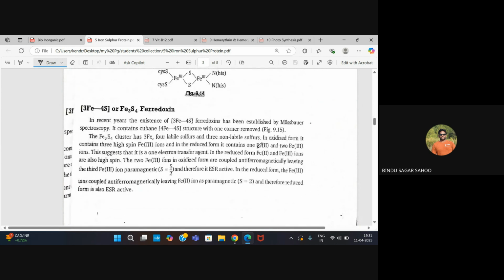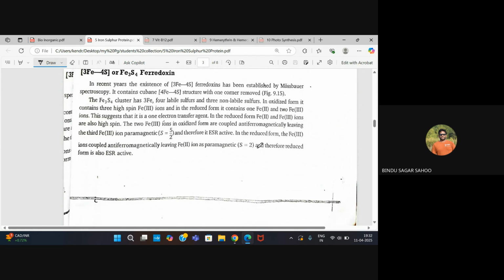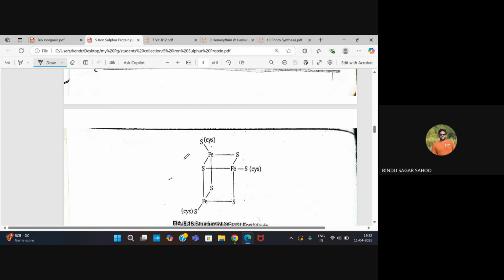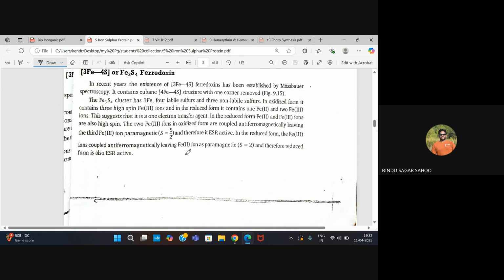Okay. The structure is simple. And a part about its EPR activity. So he's mentioning that in its oxidized form, it contains 3 high spin Fe3+. In the oxidized form, this one is also Fe3+, this one is also Fe3+, this one is Fe3+. But in its reduced form, one of the Fe3+ gets converted to Fe2+ and the other two remain Fe3+.